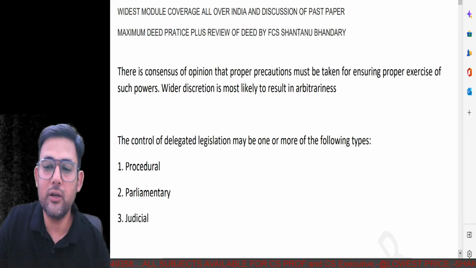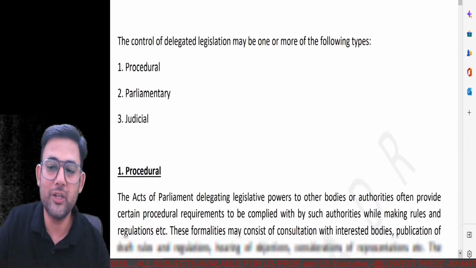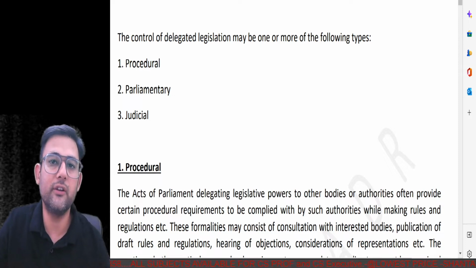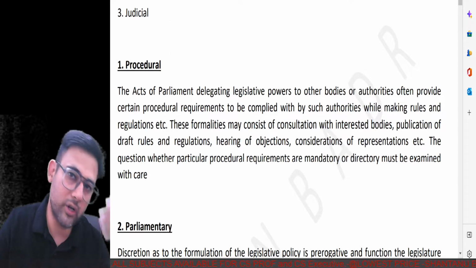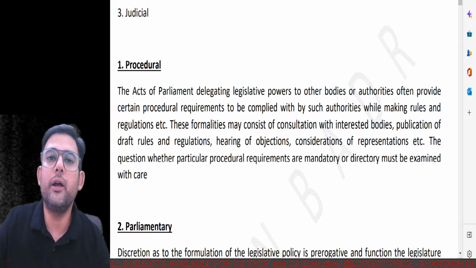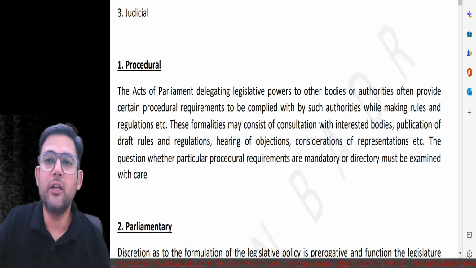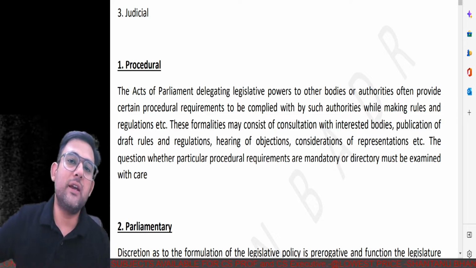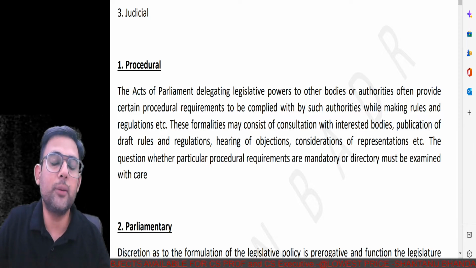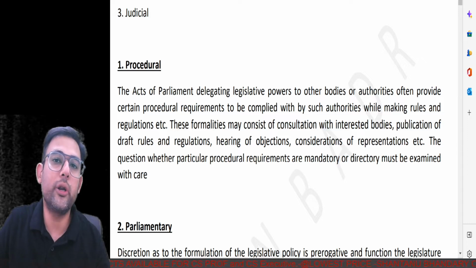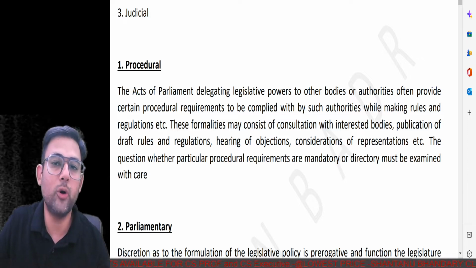So it says that delegated legislation can be controlled or checked in three ways. One is procedural, the other is parliamentary, and the third is judicial. Procedural really talks about the fact that whenever any law is being framed, or any rules or regulations are being formed by the executive, they need to make sure that they follow the process as set by the specified committee or as per the law. The executive should definitely keep in mind that the powers have been delegated to them to frame the laws, and they have to abide by that. They cannot override the process. They have to move step by step according to the process.